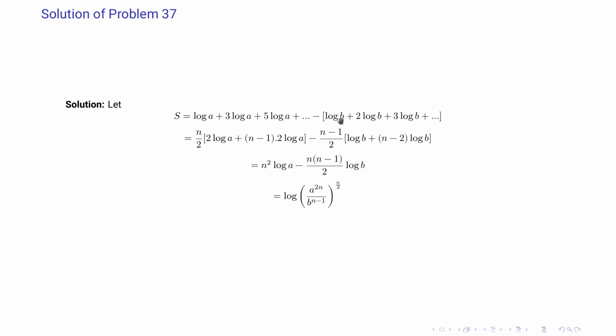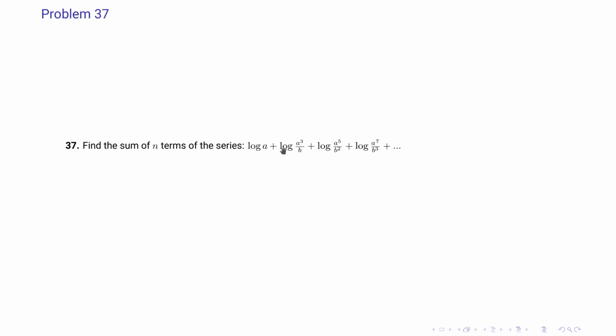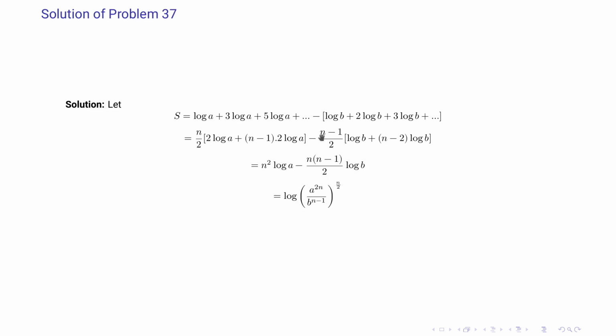In this case, there will be n minus 1 terms because for the first term there is no power of log B. So (n minus 1) by 2 into this should be twice log B plus (n minus 1) into log B, which is the common difference. So upon solving this, you end up getting log of (A to the power 2n by B to the power n) whole to the power n by 2.